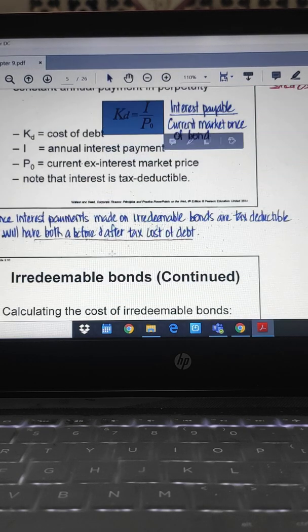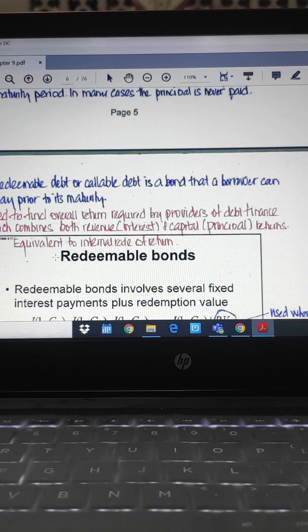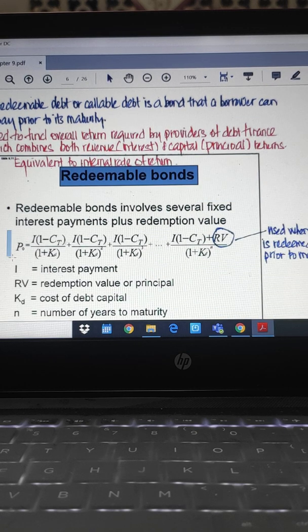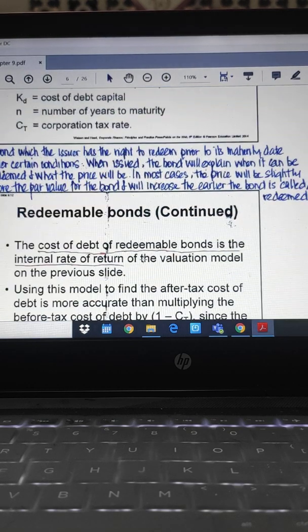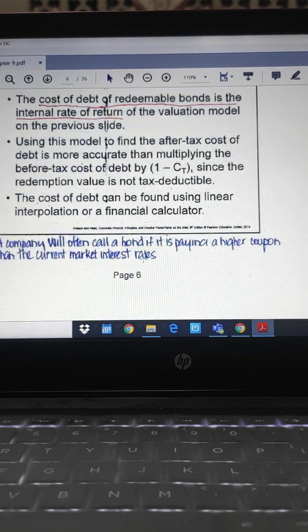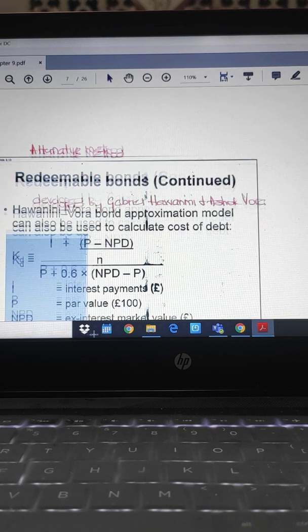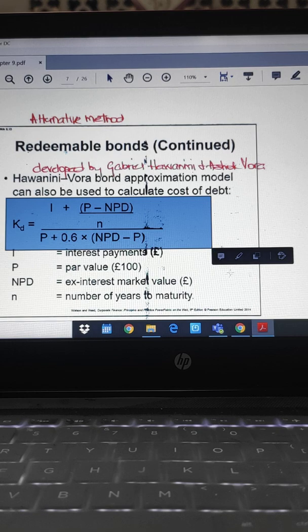This is followed by calculating the cost of redeemable bonds using this formula, or alternatively an easier formula can be utilized using the Hawa-Nini-Bora formula. It is highlighted here.